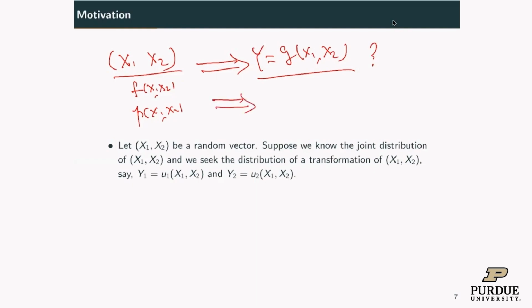Or you can do another type of transformation here. You have y1 is u1(x1, x2), y2 is u2(x1, x2). So from x1, x2, you get a new random vector, y1, y2. Now I'm asking you, what is the joint distribution for y1, y2? So this is the transformation.